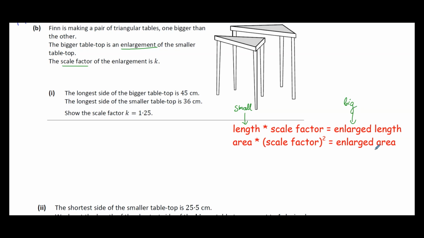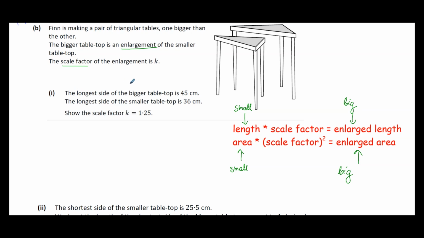Now, the second piece of knowledge has to do with area. Here again, if we take the area of the small table triangle and multiply by the scale factor to the power of 2, we get the enlarged area of the big table triangle. So let's see how this knowledge is applied here.